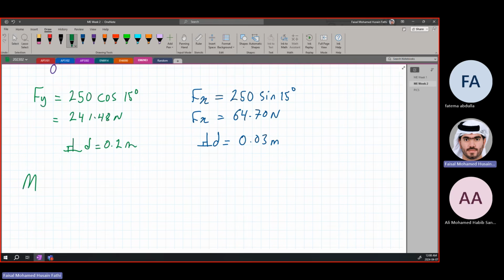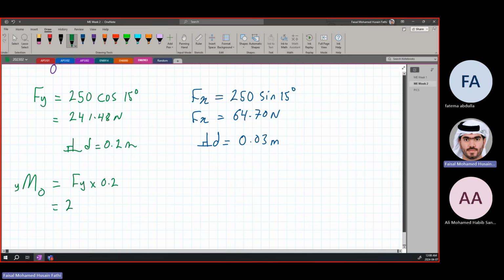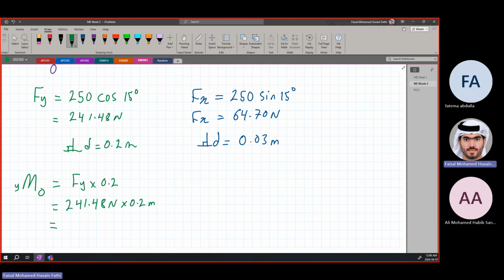So the moment of Fy about O is equal to Fy times 0.2, which is 241.48 newtons times 0.2 meters, which is equal to 241.48 times 0.2.